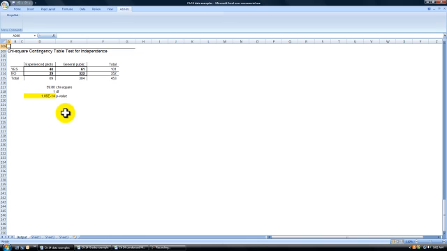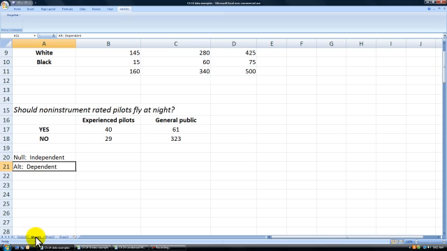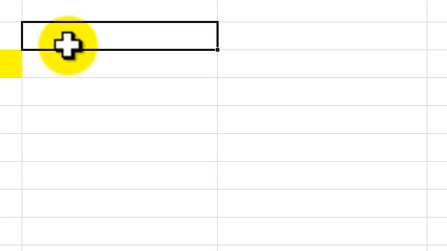So our chi-squared is quite high and our p-value is quite low, meaning we can reject the null hypothesis that the two variables are not related and go with the claim, or the alternate hypothesis, that they are dependent on each other. Basically, whether someone said yes or no was dependent on the fact that they had experience or not. Experienced pilots probably have a better idea of whether or not non-instrument rated pilots should be able to fly at night or not. The general public is probably going to be cautious and most likely just say no without knowing further information.